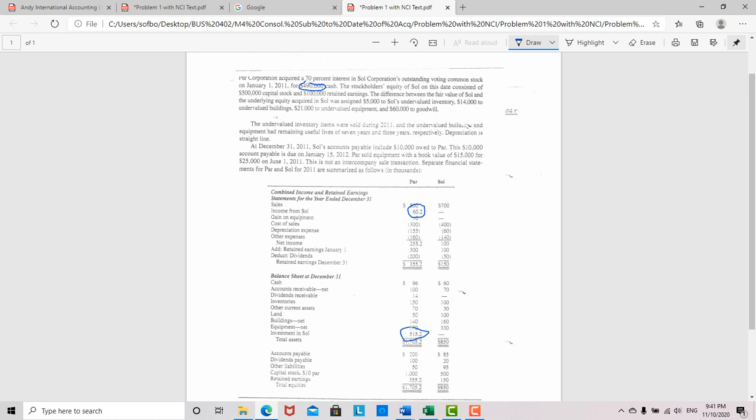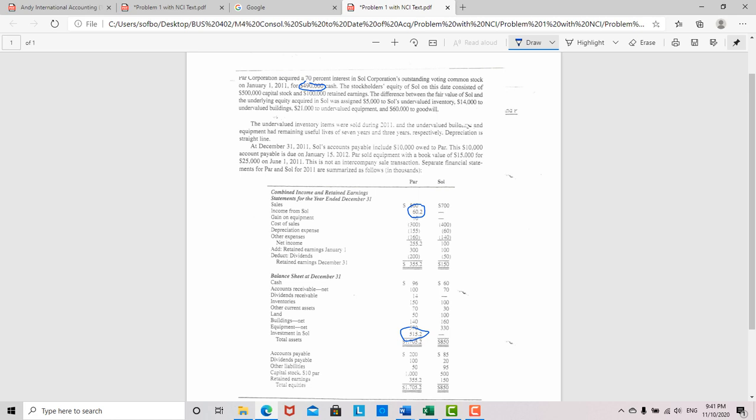Okay, and the difference is they're overpaying. They're paying an extra $5,000 for undervalued inventory, $14,000 for undervalued buildings, $21,000 for undervalued equipment, and $60,000 for goodwill. So they're basically telling you the goodwill calculation here.